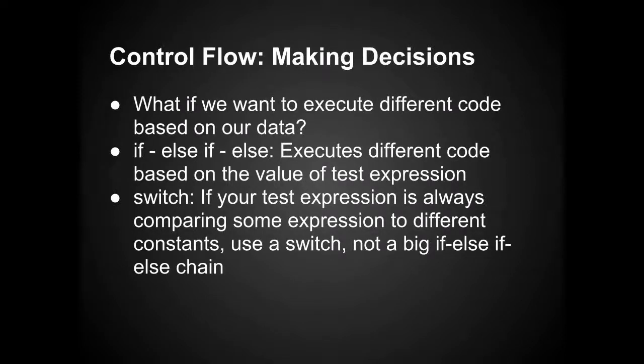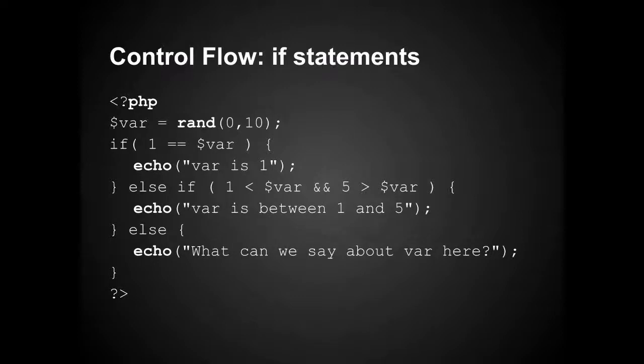All right, let's talk about control flow and making decisions. Sometimes we need to execute different code depending on what our data is, and we have two tools at our disposal. There's if statements, which also have else clauses and else if, which will execute different code based on the value of a test expression. And we have switch statements, which are similar to if statements, but they can be faster in certain conditions. Basically, if your test expression is always comparing some expression to different constants, then you use a switch. The best way to visualize these is to just look at them. So let's dive into some code.